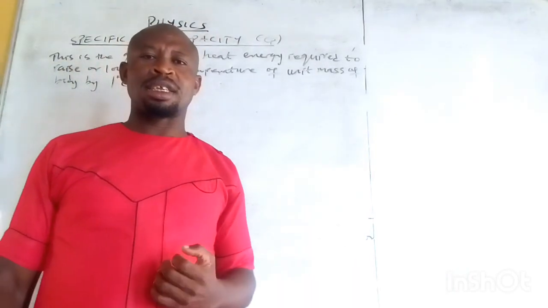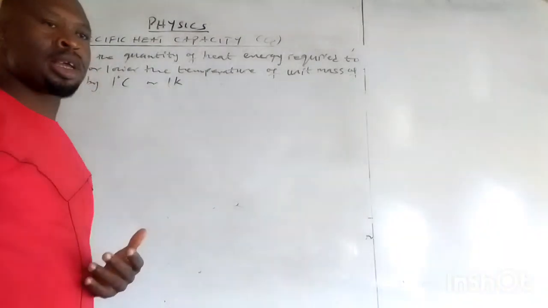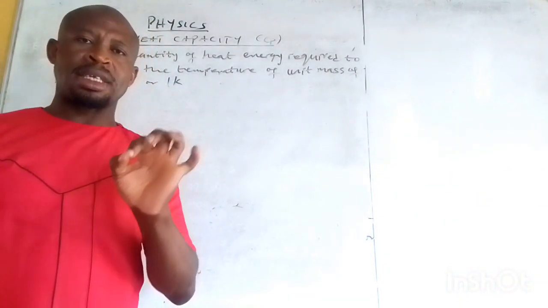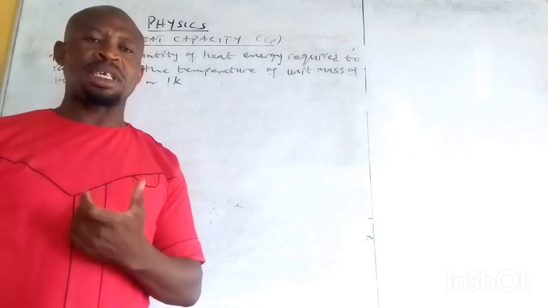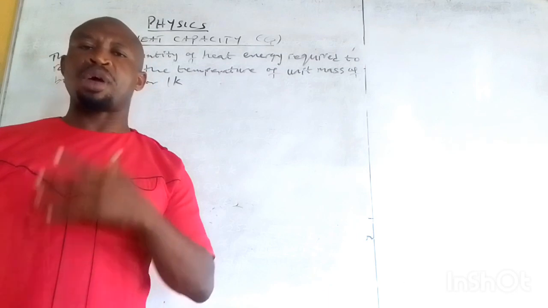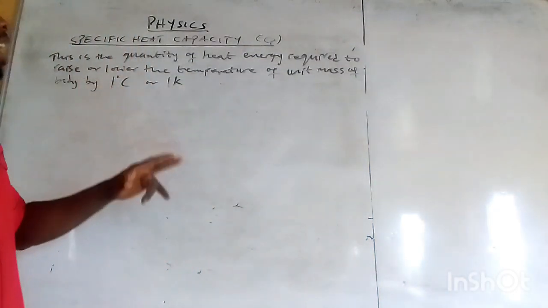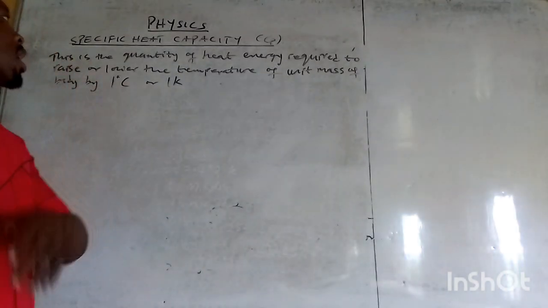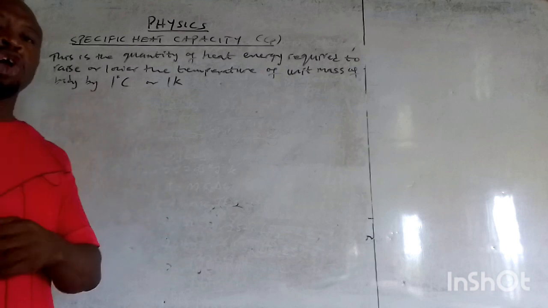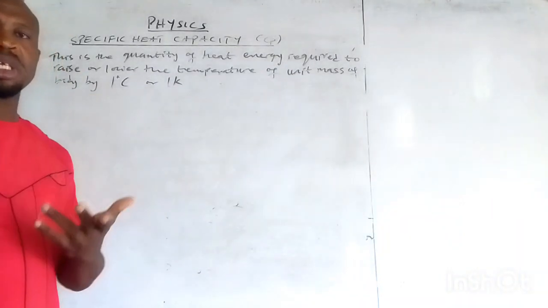Welcome to today's lesson. Our topic for today is specific heat capacity. Recall, in our previous lesson, we dealt with heat capacity, and we defined heat capacity as the quantity of heat required to raise the temperature of a body by 1 Kelvin. Today, I want us to look at the specific heat capacity, which is almost the same thing, and it is the quantity of heat required to raise or lower the temperature of unit mass of a body by 1 Kelvin or 1 degree Celsius.